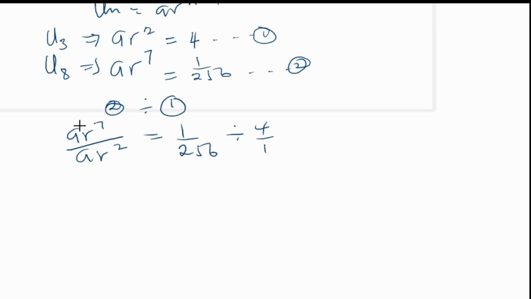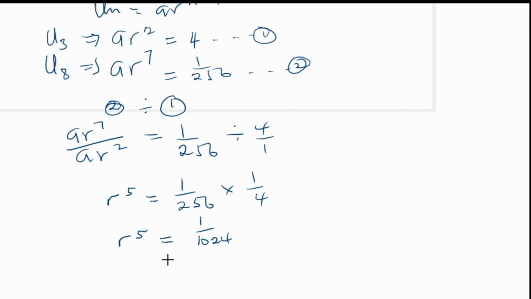And because the fractions are dividing, I decided to bring the over 1 just to make it a bit easier for us. Solving this further, the a's will cancel out, and r^7 divided by r^2 will be the same as 7 minus 2, which is r^5, equals 1 over 256 times 1 over 4. Remember, we changed the division to multiplication, so we have to reciprocate the 4 over 1 to get 1 over 4. So our r^5 is going to give us 1 over 256 times 1 over 4, which from our calculator gives us 1 over 1024.